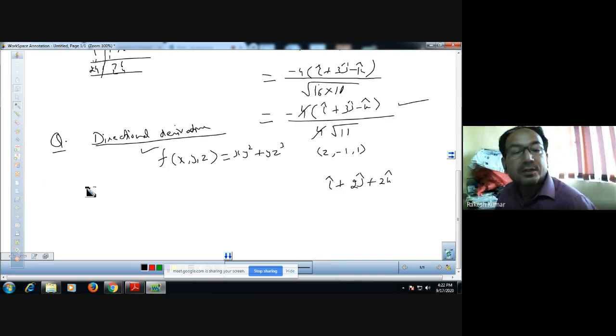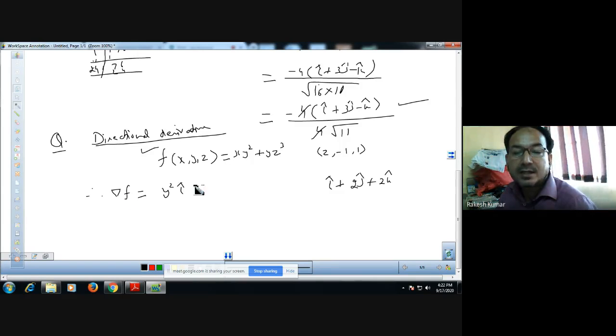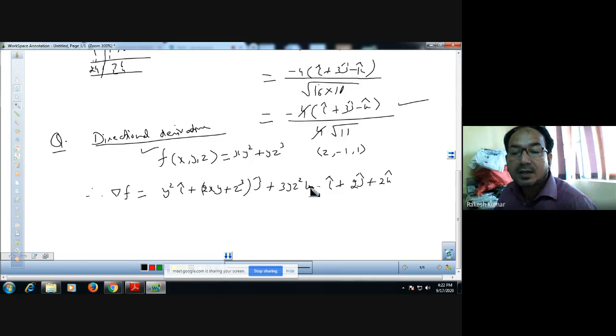And for this, first of all, you need to find the gradient of f. And the gradient of f will come out to be y square i cap, plus (2x y plus z cube) j cap, and the derivative with respect to z will be 3y z square k cap.